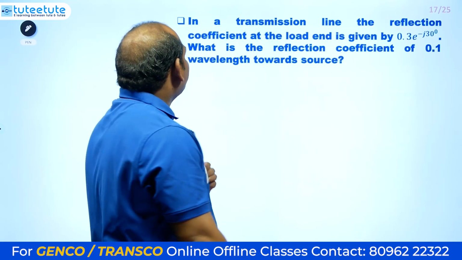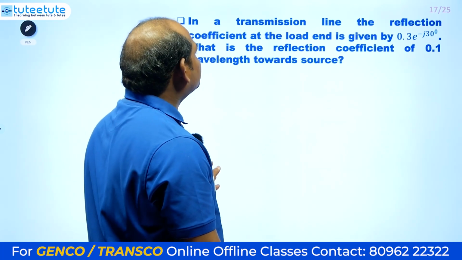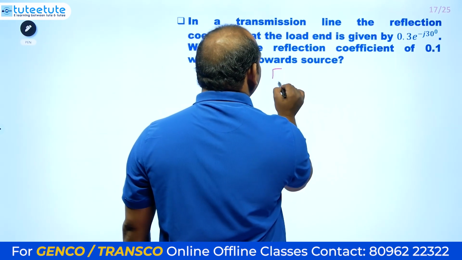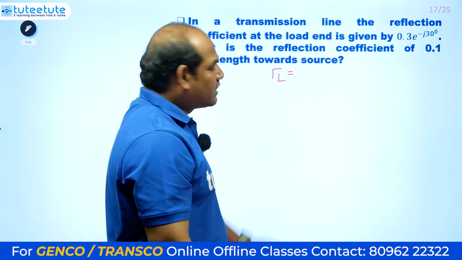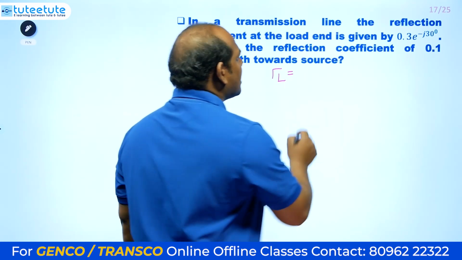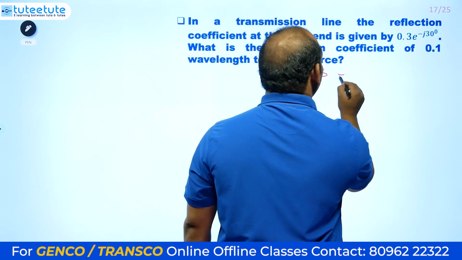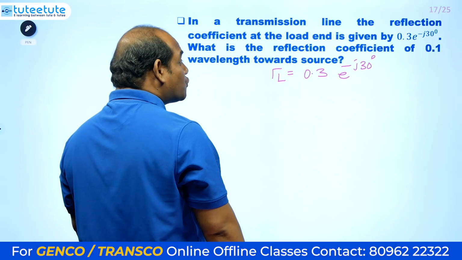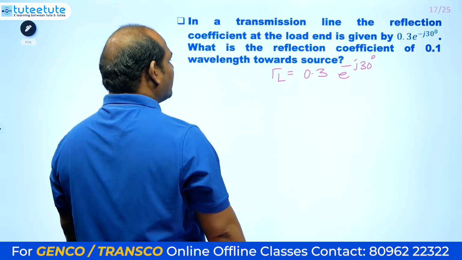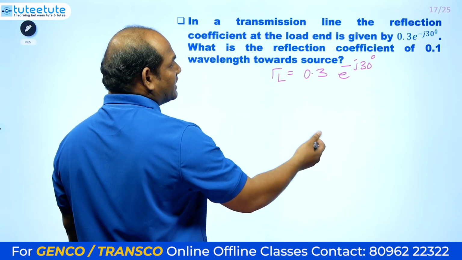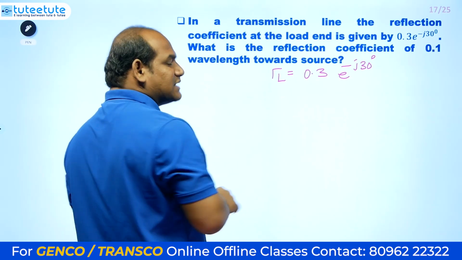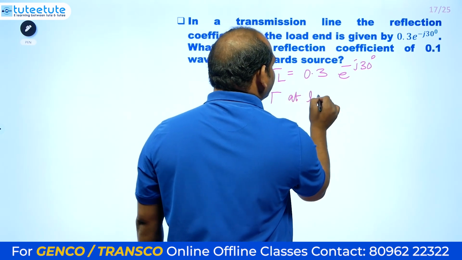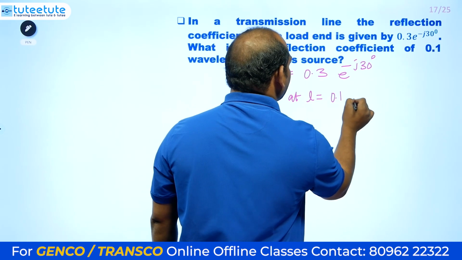Next one: in a transmission line, the reflection coefficient at the load end is given by gamma L, which is 0.3 into e power minus j30 degrees. What is the reflection coefficient of this wave at a distance of 0.1 wavelength? That is the meaning of the question. So we have to calculate the reflection coefficient at length equal to 0.1 lambda.